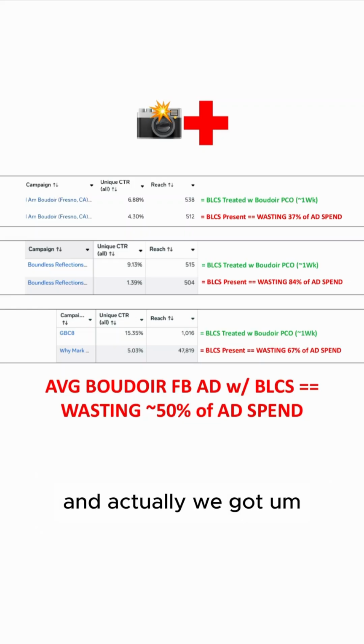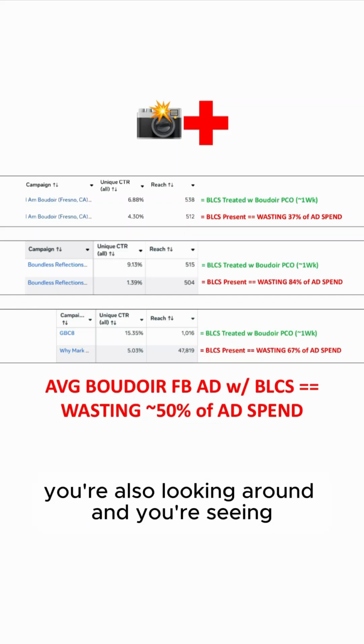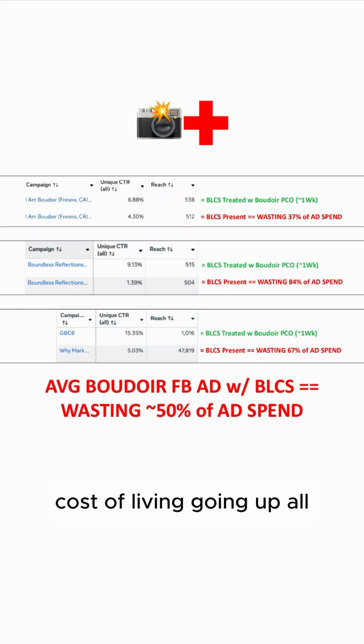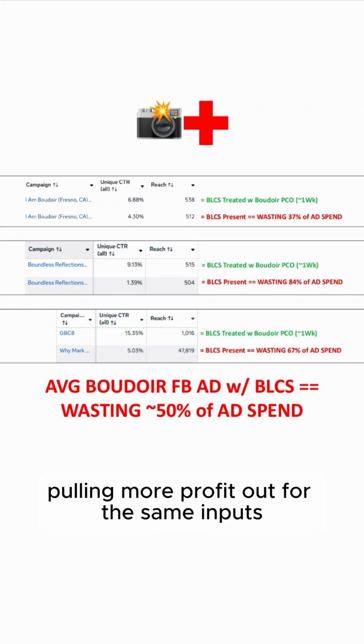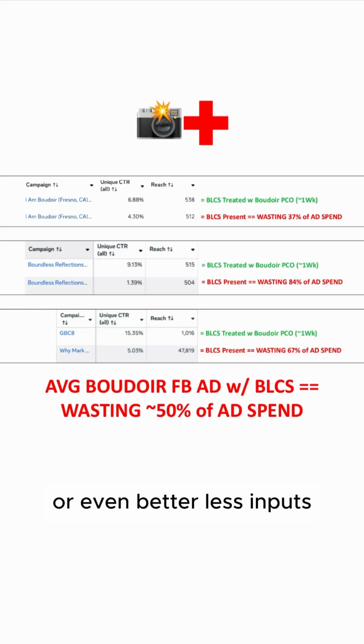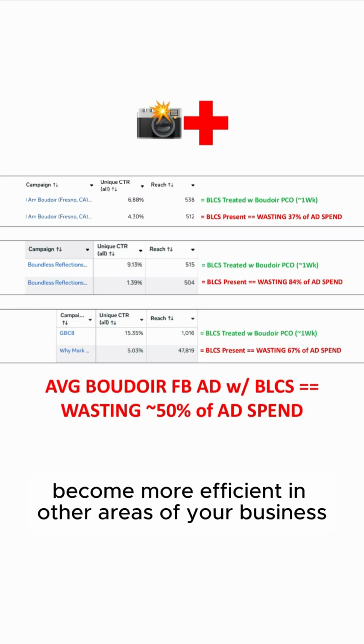And you're also looking around and seeing inflation, cost of living going up all around the place, basically everywhere. So you've already been optimizing the business, pulling more profit out for the same inputs, or even better, less inputs, becoming more efficient in other areas of your business.